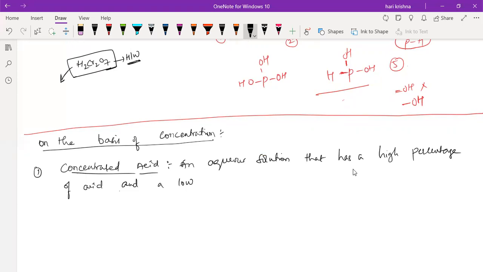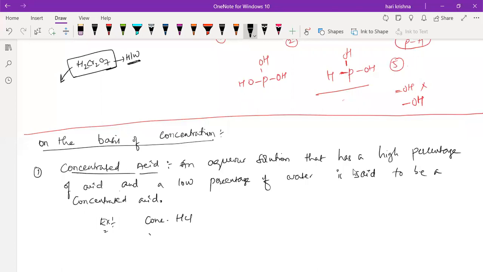An aqueous solution that contains a high percentage of acid and a low percentage of water is said to be a concentrated acid. Then how will they indicate this concentrated acid? They will mention the symbol like conc. HCl, conc. H2SO4, like that they will mention.